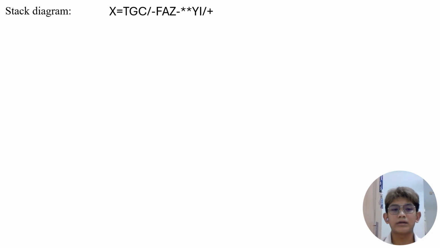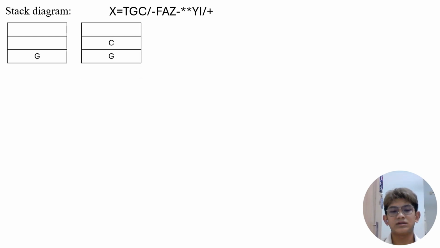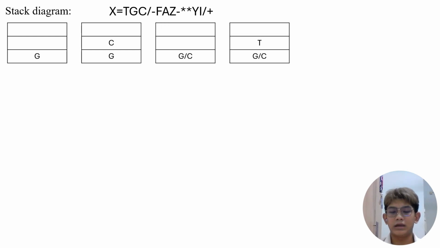Here we talk about the star diagram. It's similar to postfix notation. So we also put the G and the C first because we have the divide. So we need to combine it first. Now we can put the T to combine it.